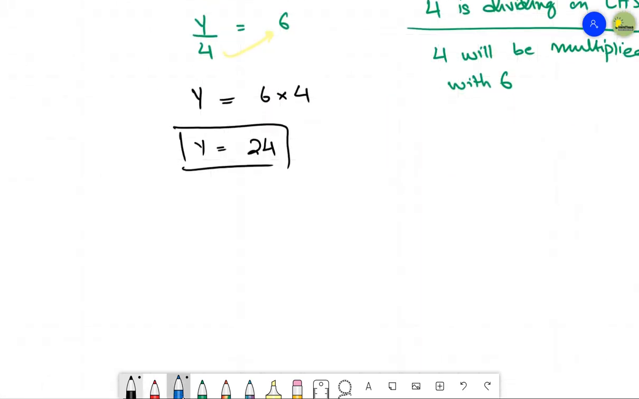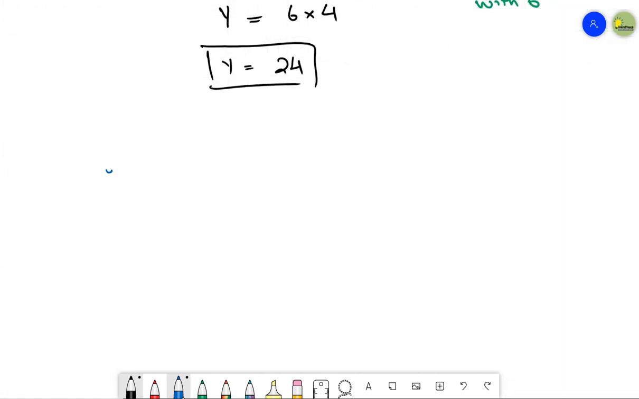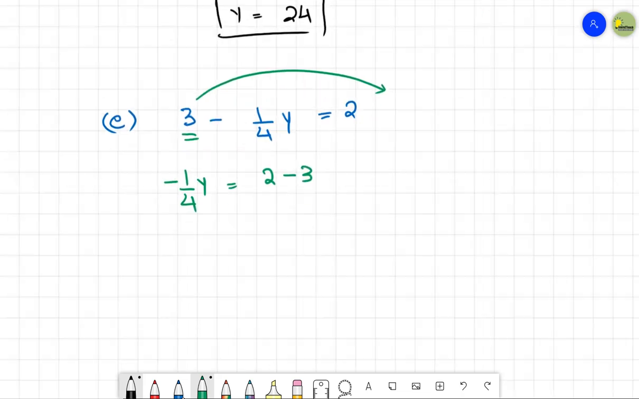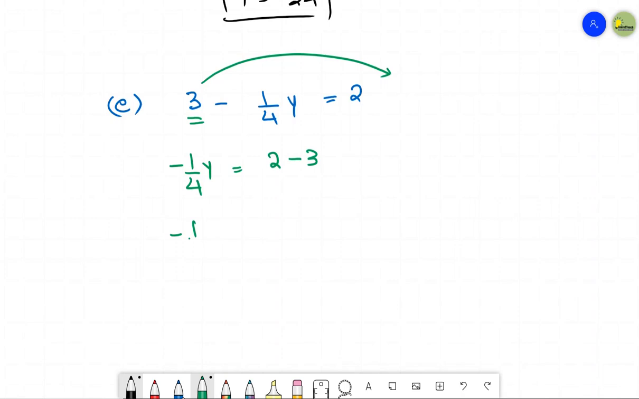Now I'm moving towards part E. In part E, I have 3 minus 1 upon 4y equals to 2. Again, what you need to do, first of all, just shift this constant value to the other side of the equation. Keep minus 1 upon 4y as it is. And here you have 2 minus 3. 3 is shifted to the other side and becomes minus 3. Now, minus 1 upon 4y equals to minus 1.